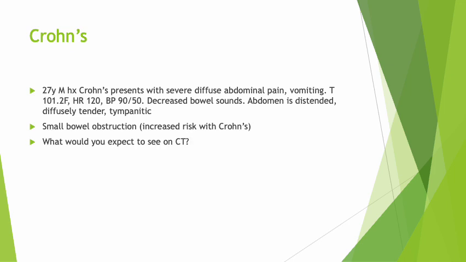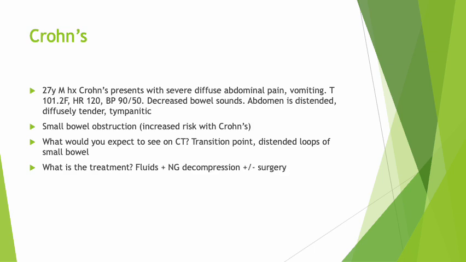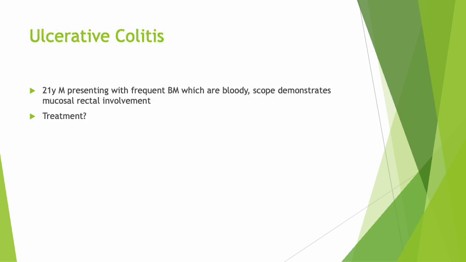And what would you expect to see on CT for a patient with a small bowel obstruction? So the answer for this one is going to be a transition point with distended loops of small bowel. And what is the treatment for a small bowel obstruction? So this is going to be give him fluids. It looks like he needs some extra hydration, NG tube for decompression, and then potentially talking with our surgical colleagues to see whether he needs surgery.